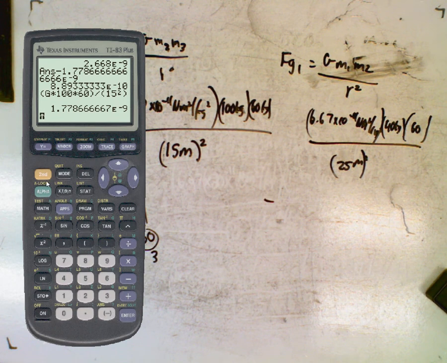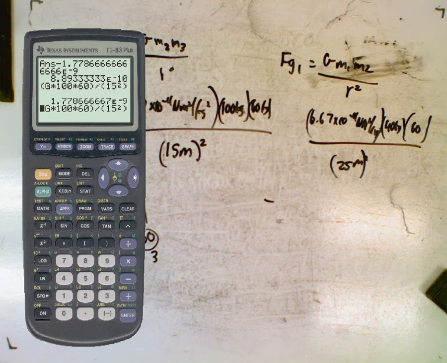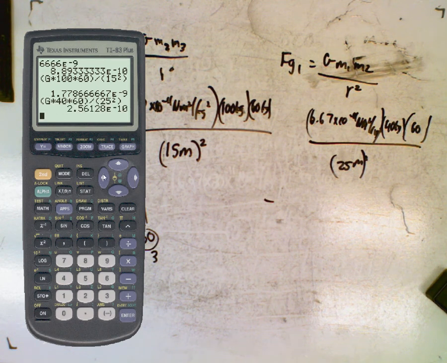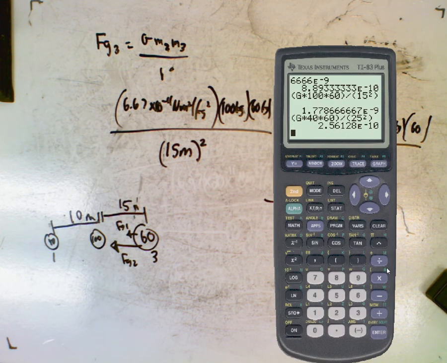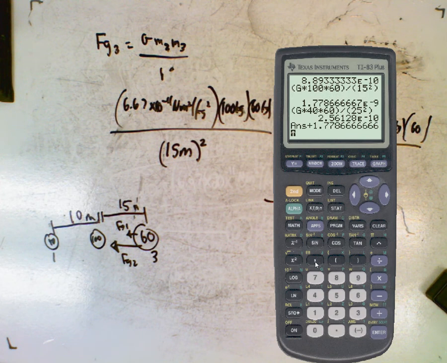The one that's going to change is I want to find the force of attraction between the 40 kilogram mass and the 60 kilogram mass, and they're 25 meters apart. And according to our free body diagram, both forces are in the same direction, so we just have to add those together to find the net force, right? They're both going to the left, so we would add this to 1.77866666 times 10 to the negative 9, and then this should be our net force acting on it. Okay.